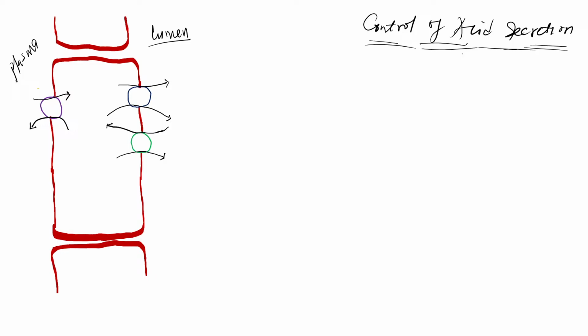Now, as you can see, if we zoom in on one parietal cell, this is what we get. We have two faces to this cell: the basolateral and the apical membrane, and we have several transporters that help in the secretion of acid. If you watch closely on the basolateral aspect, we have an antiporter. It exchanges bicarbonate for chloride.